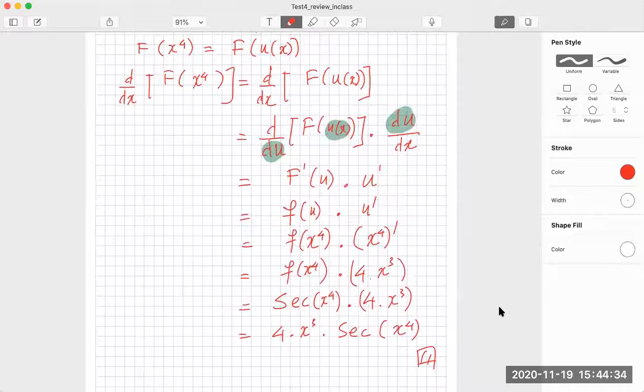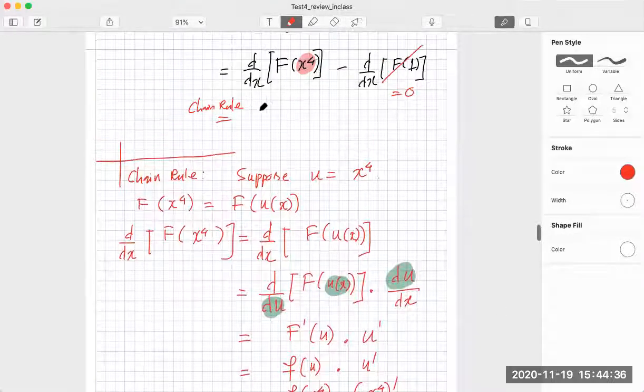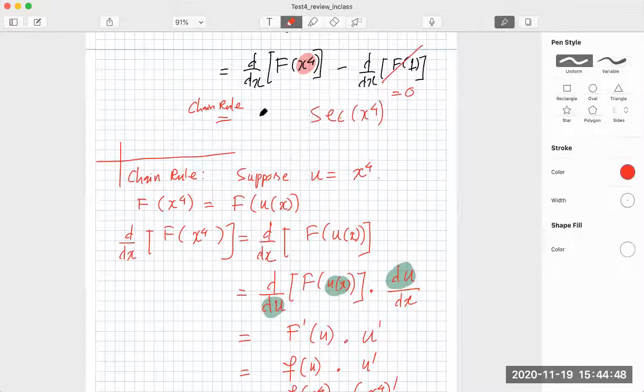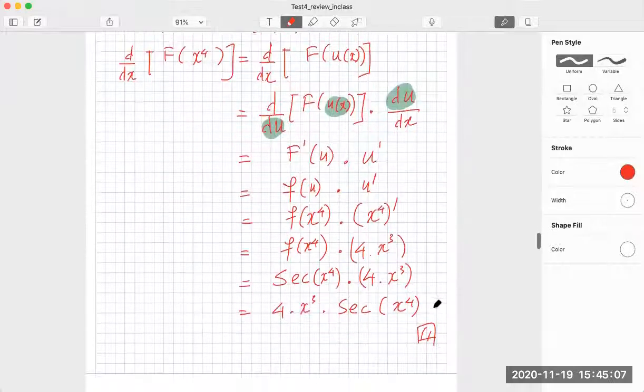So therefore, this becomes secant x to the fourth. Let us write it as 3x cubed. It's supposed to be 4. Oh, you're right. Thank you. Good job. So this is question B.